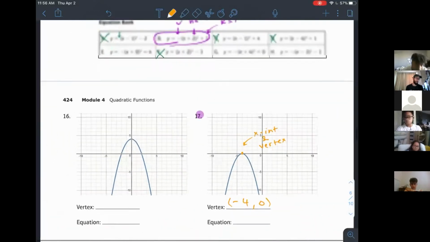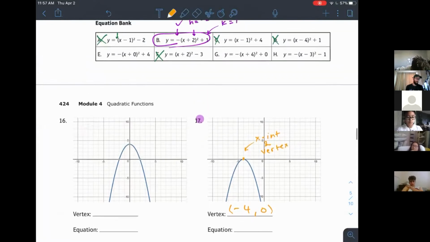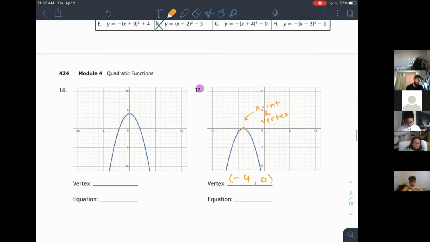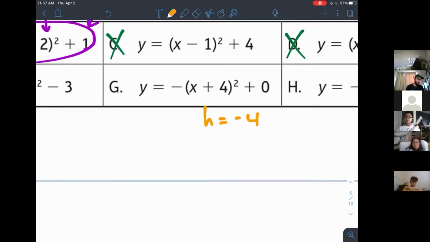So which one of these graphs has an H of -4 and a K of 0? We only have three options left: E, G, and H. This one's kind of tricky. Yeah, it's G. Great call, and great call, Francis, with the actual equation. Nice call, Sarah and Francis and Andrew. The equation is G because it has an H of -4. Remember, it's X minus H, so minus a negative gets us to X plus 4. And a K of 0, it opens downwards, our A value, to flash back.